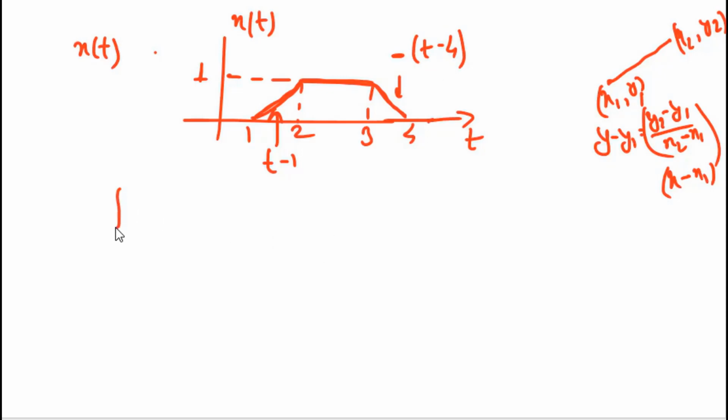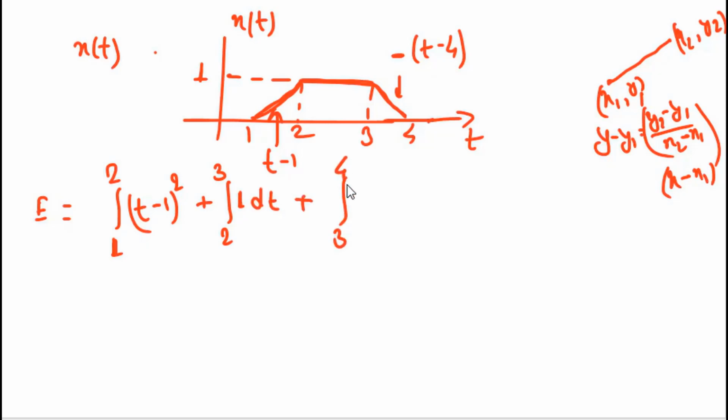So now you can integrate to find the energy in x of t. From 1 to 2 it is defined as t minus 1, so x square of t will give you t minus 1 whole square dt, plus from 2 to 3 it is a constant, that is 1 square dt. The third integral will be from 3 to 4, and this value will be given by minus of t minus 4 whole square dt.